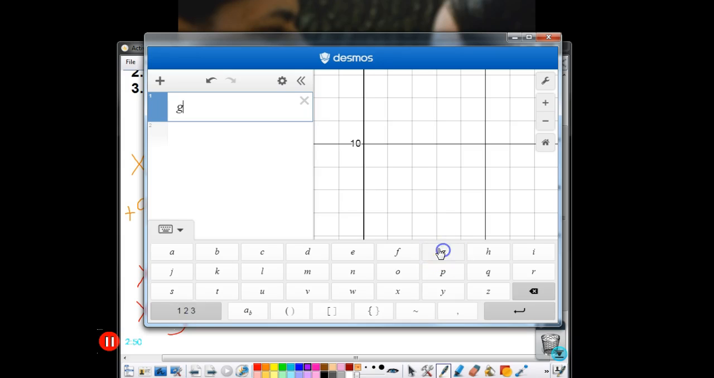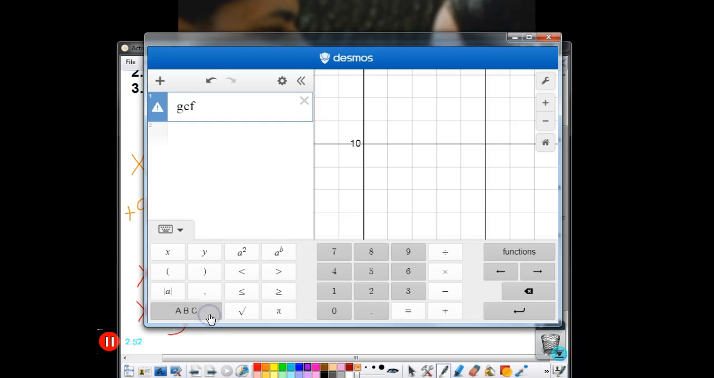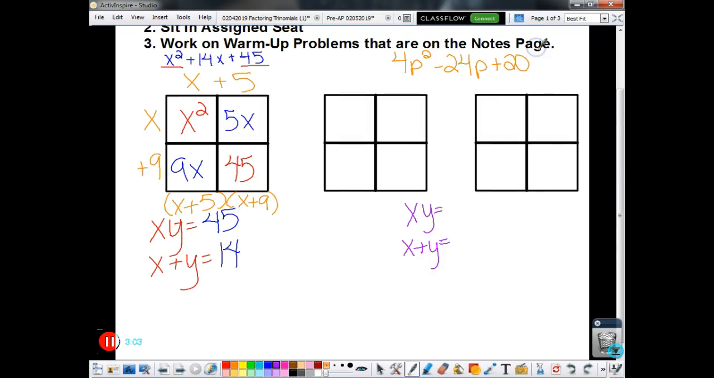So remember, you type GCF, parentheses, 4, comma, 24, comma, 20. And so they're all divisible by 4. Okay, so if I'm dividing all of them by 4, 4 divided by 4 cancels out. So I'm left with p squared. And then 24 divided by 4 is 6p, right? And then 20 divided by 4 is 5.